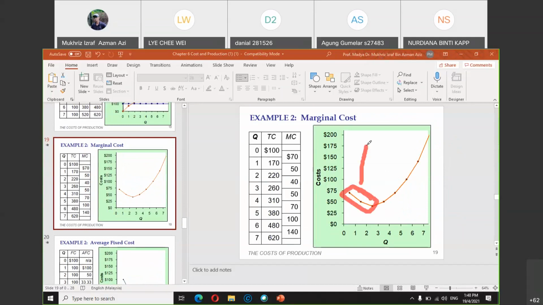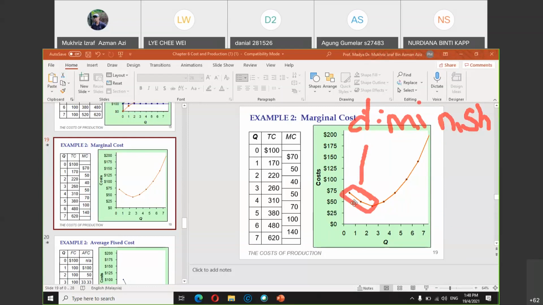Okay, so this part is what we call diminishing. You can type on your own in the slide. Diminishing marginal cost, meaning it starts to diminish or decrease.